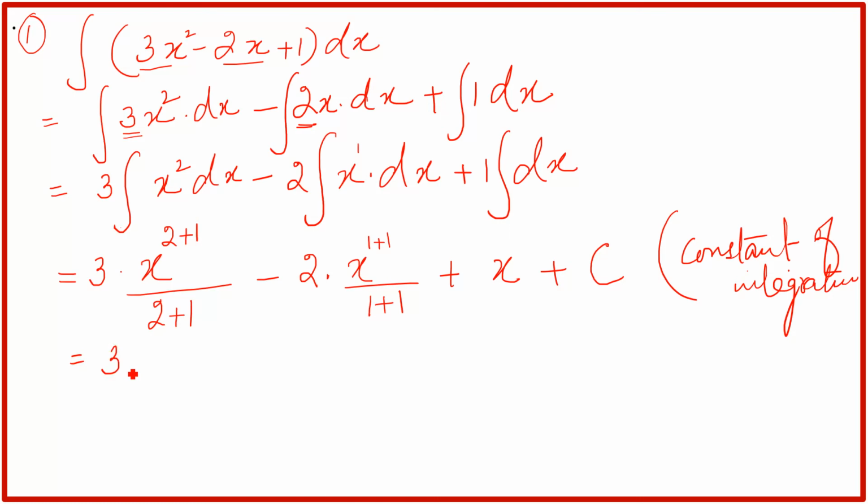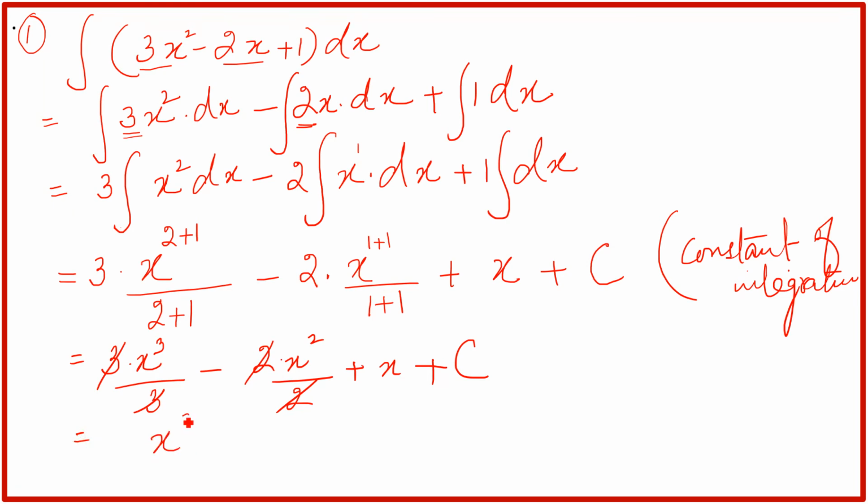Now we will simplify it. So it will be x cubed divided by 3 minus 2x square divided by 2 plus x plus C. So this 3 will cancel each other because there is a multiplication sign. Whatever is remaining, x cube minus x square plus x plus C, this is the answer. See how simple it is.